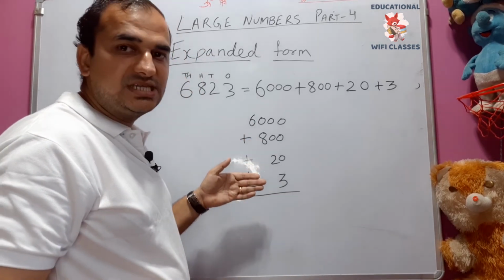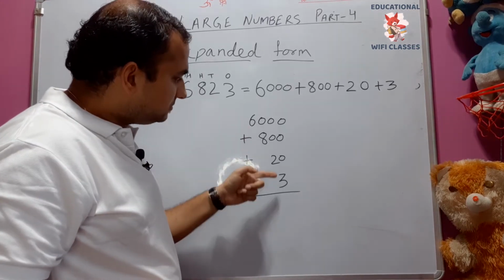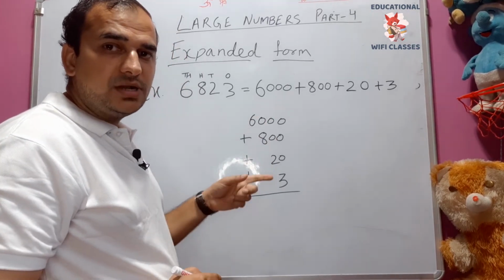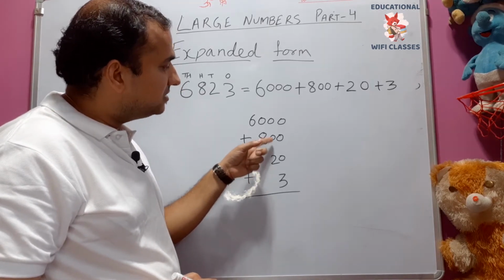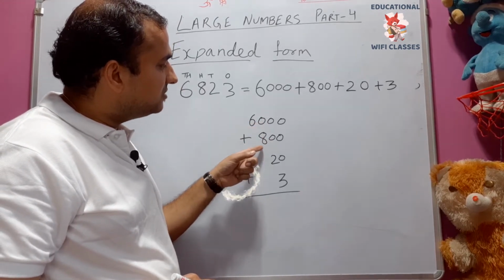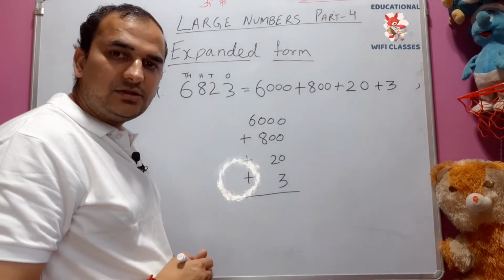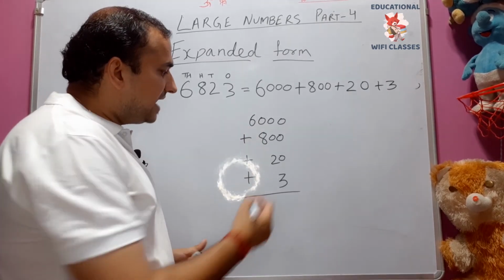So when you are going to write, you just need to make sure that you write everything in a proper sequence. Like whatever is on ones place, you will write down according to ones place. Whatever is on tens place, you will write under the tens place. What is on hundreds place, you will write down under hundreds place. And whatever is on the thousands place, you write under thousands place. Then we add all of this.